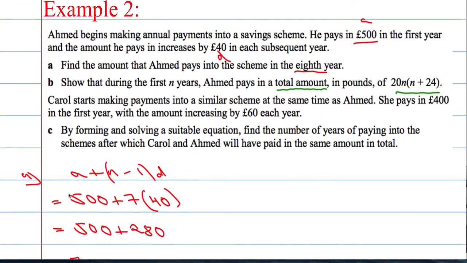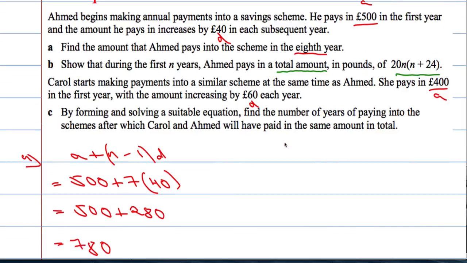Okay, let's see what happens next. Carol starts making payments into a similar scheme at the same time as Ahmed. She pays in £400 in the first year. So a for this person is going to be £400, with the amount increasing by £60 each year. So d is £60 for Carol. By forming and solving a suitable equation, find the number of years of paying into the schemes after which Carol and Ahmed will have paid in the same amount in total.